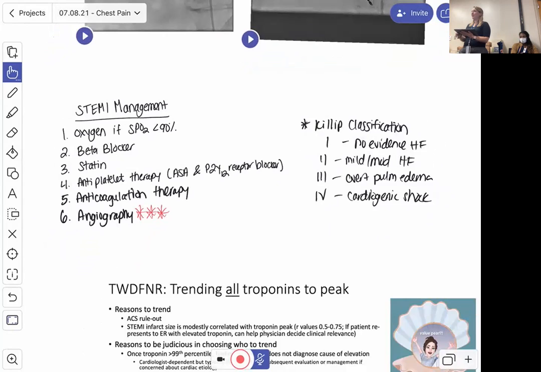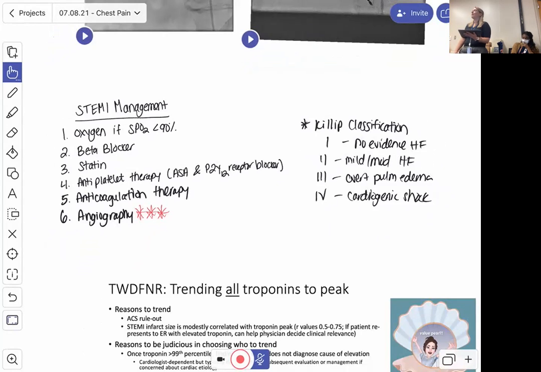Wrapping up, just a few quick teaching points. So STEMI management is almost identical to NSTEMI management, with the exception being their angiography has to happen ASAP. 90 minutes, door to balloon. As a senior, when you're on overnight in the CICU, you're going to be asking yourself the age-old question of, do I give them their beta blocker or not? Do I wait? And so the Killip classification is something that you can use.